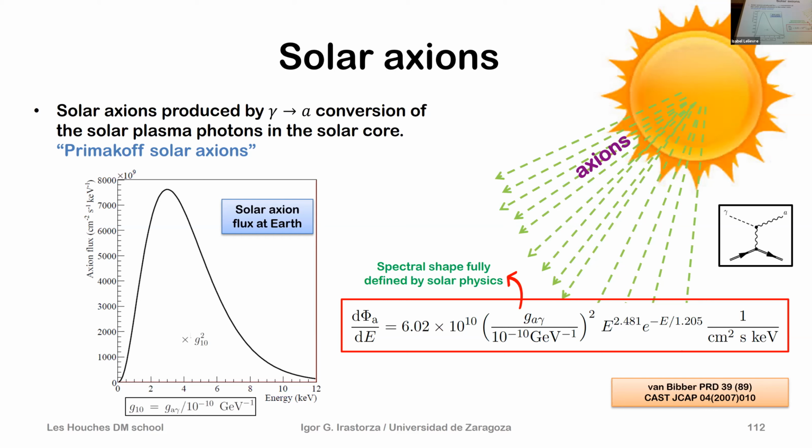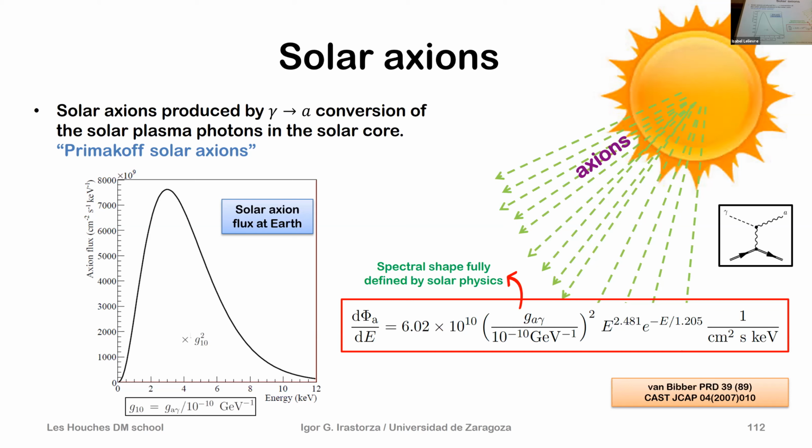As I already mentioned the first day, the sun emits axions in at least one of the channels, the one that we call Primakoff of solar axions, that are produced by the same process. So axion photons from the solar plasma are converted into axions in the electromagnetic fields of the solar nuclei. This prediction is very robust. As long as we have an axion to photon coupling, we expect this. This can be computed. Basically the shape of this signal is solar physics.